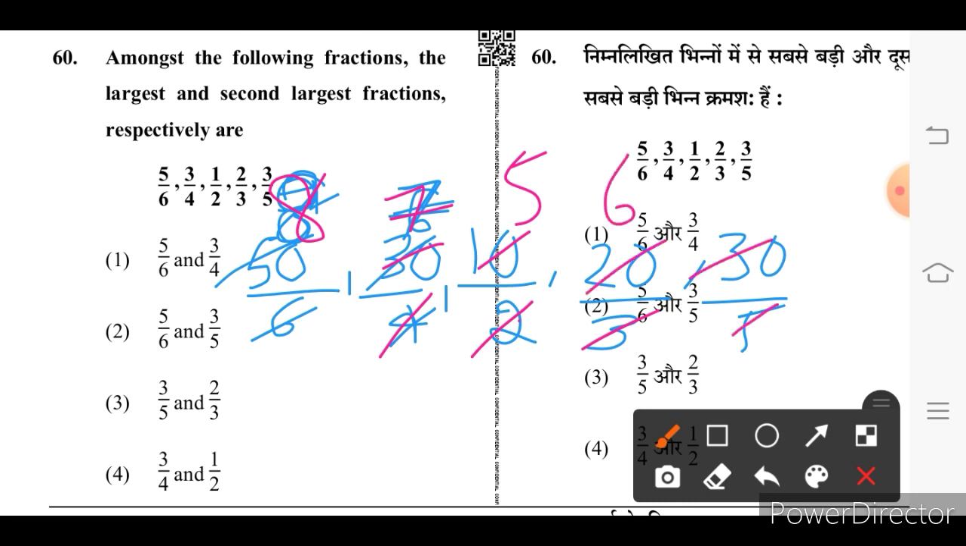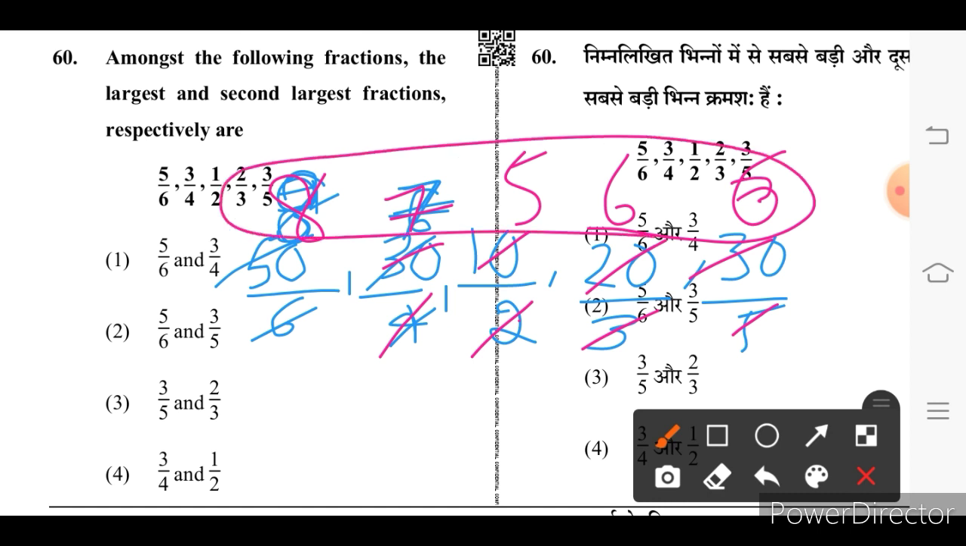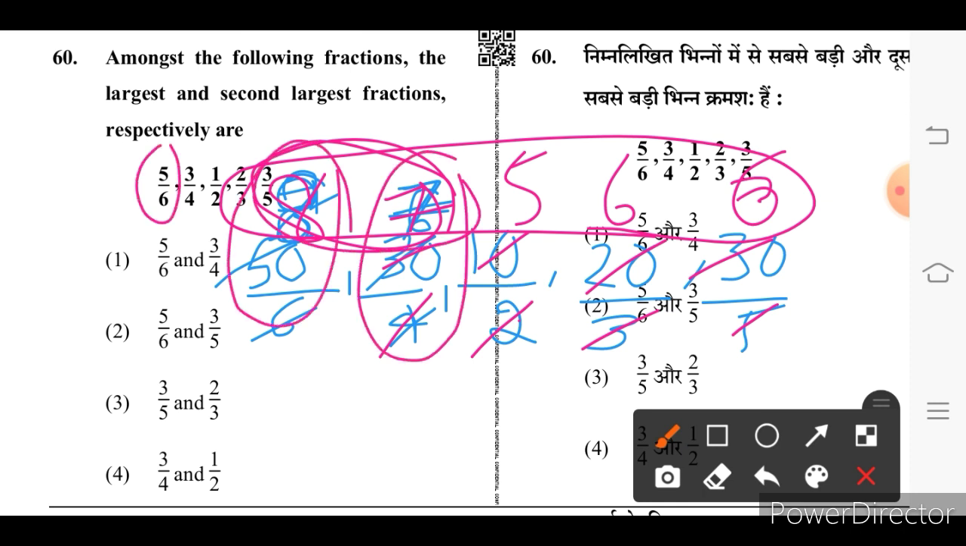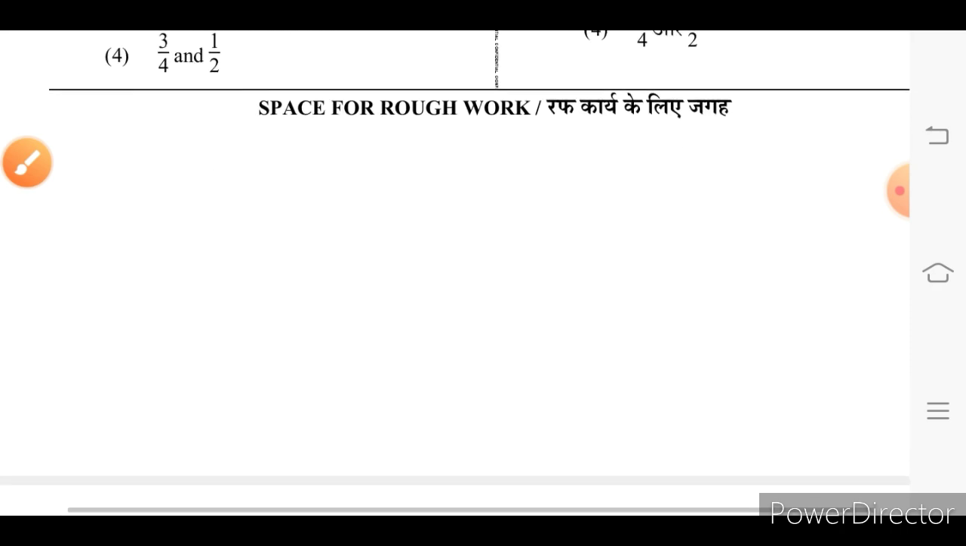5 fives are 25, 5 sixes are 30. So where is the highest number? These two are the highest numbers. When we cancel, these two are the highest numbers, and this is the first highest number, this is the second highest. So 5 by 6 and 3 by 4. The first option is correct.